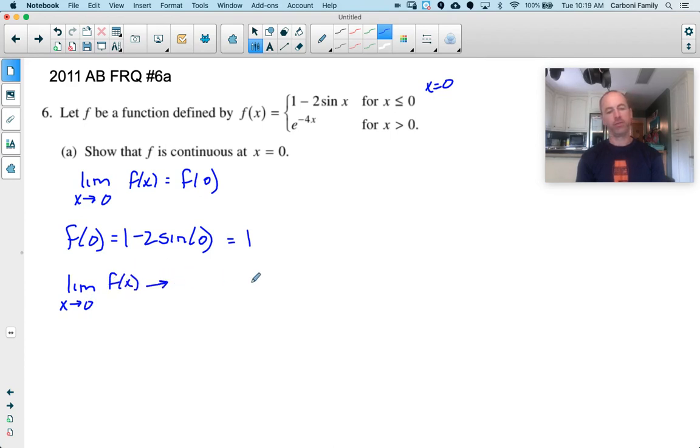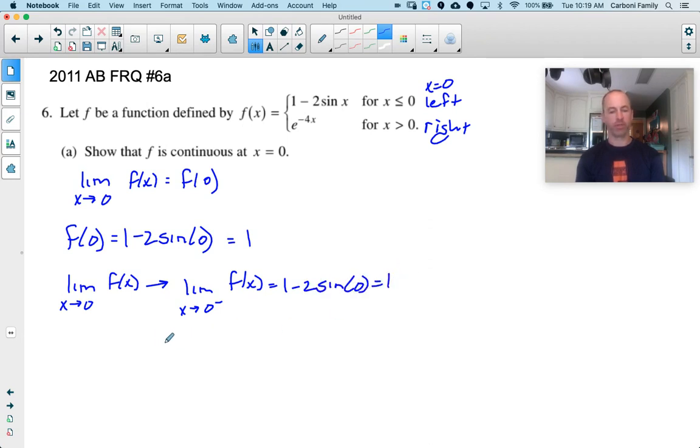And so to do that, in this case, the left side of 0 is the top part, and the right side of 0 is the bottom part. So I'm going to have to individually look at those two pieces. The limit as x approaches 0 from the left of f of x is going to be 1 minus 2 times the sine of 0, which we just did, and we know that that is 1.